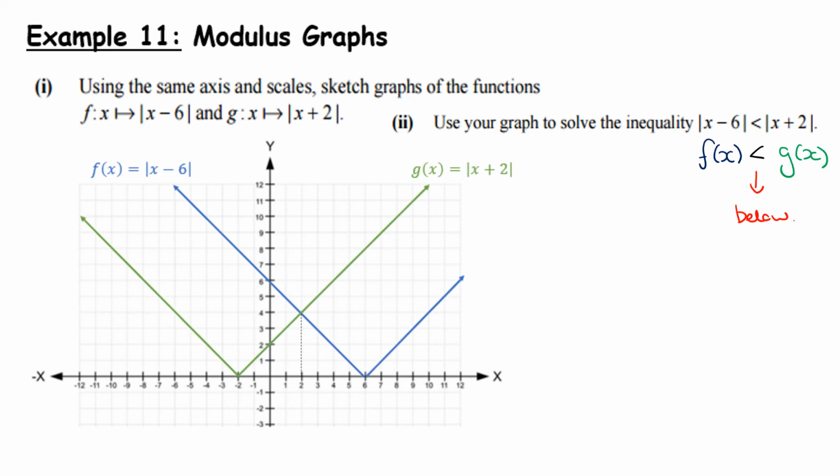So that happens when the blue line is lower than the green line, which is everywhere here. Okay, so we can see that that starts to happen at 2. So the corresponding x values are along here. So from 2 onwards. So my answer for that will be where x is greater than 2.